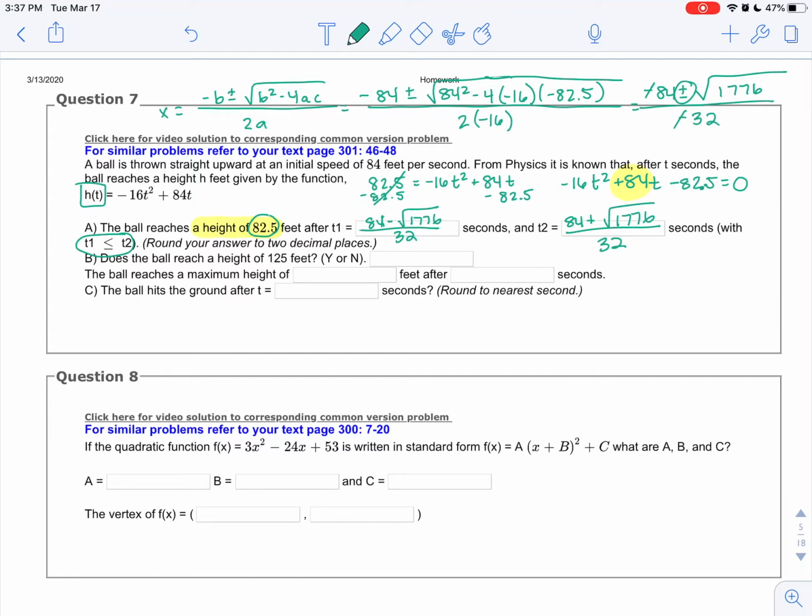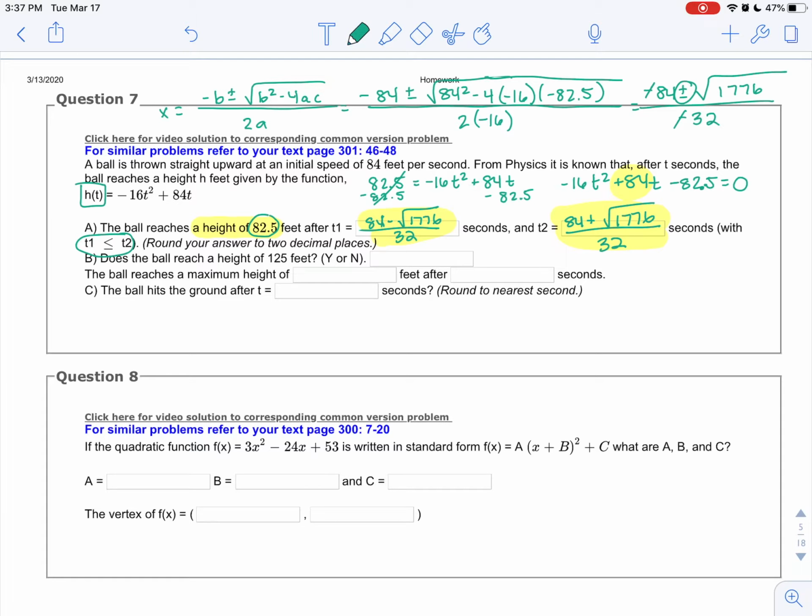See if that works. So 84 minus the square root of 1776, divided by, making sure you're using parentheses for that entire numerator, all over 32. And then I'm just going to copy this, paste it, and change that minus to a plus and see what happens here. Okay, so it took my answer for 1 and 2, so there we go. You don't need to simplify that down much more, just keep it like that.